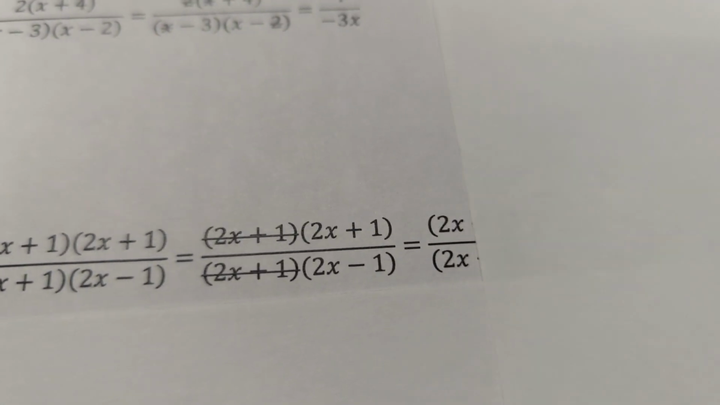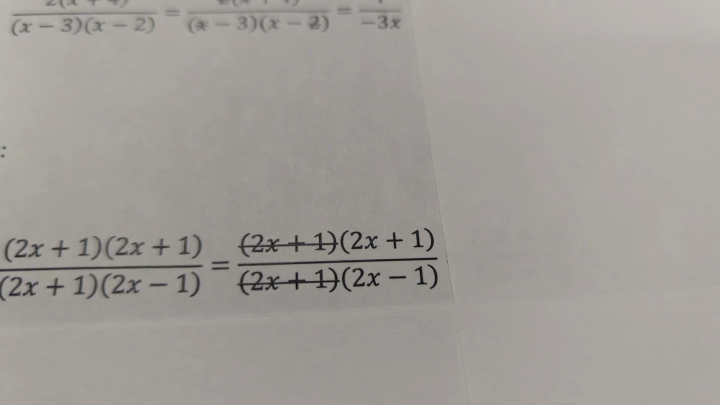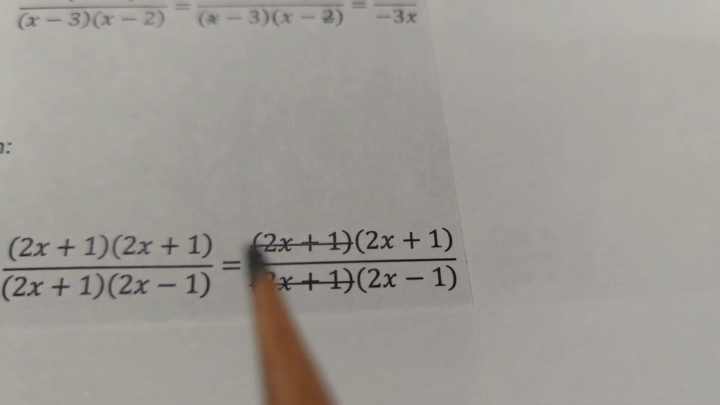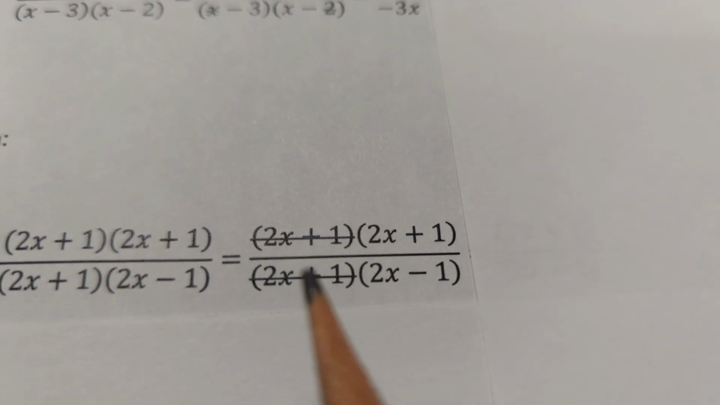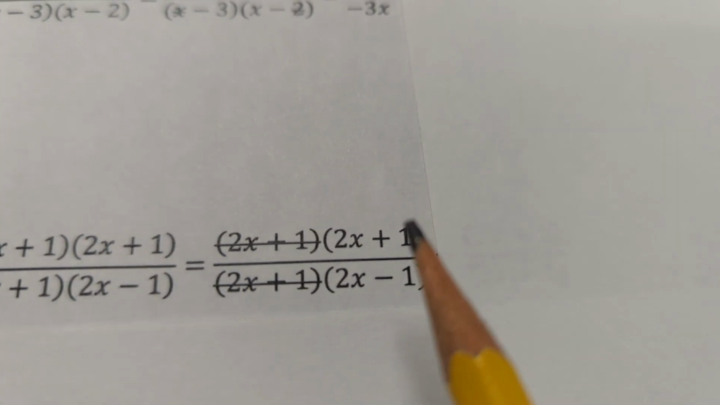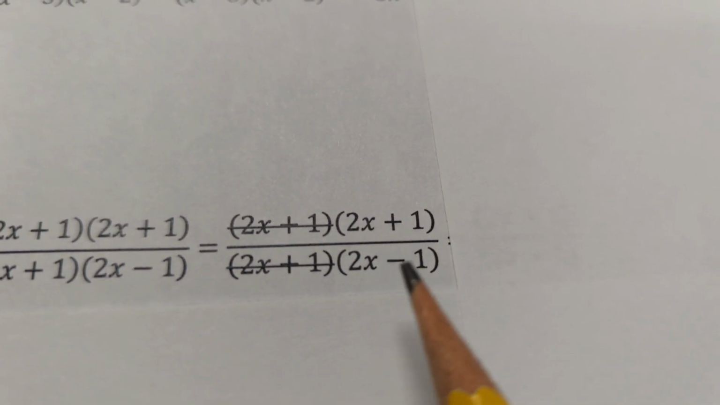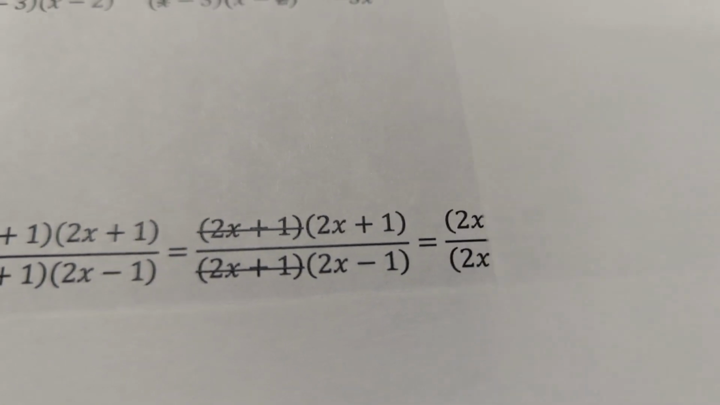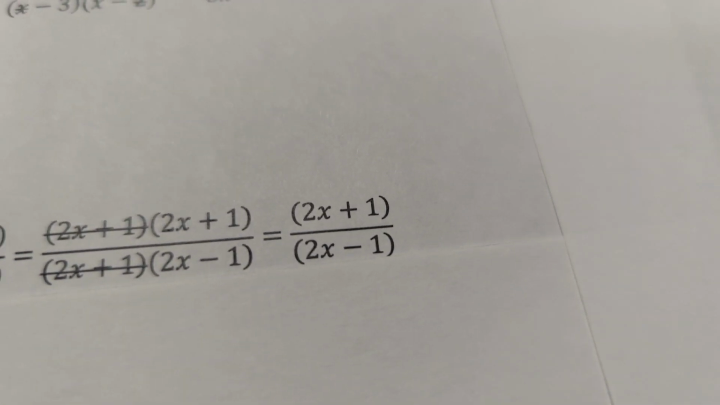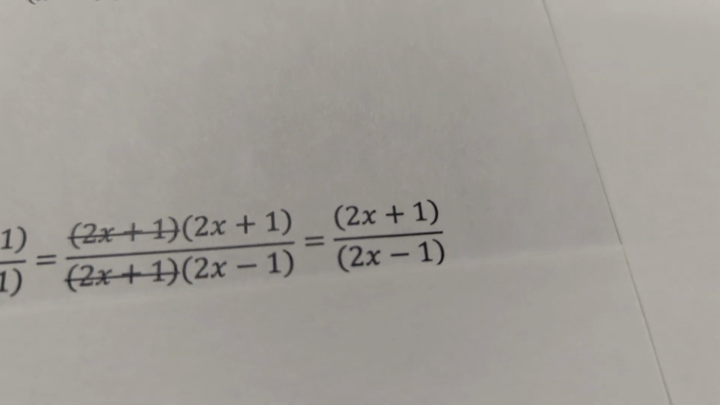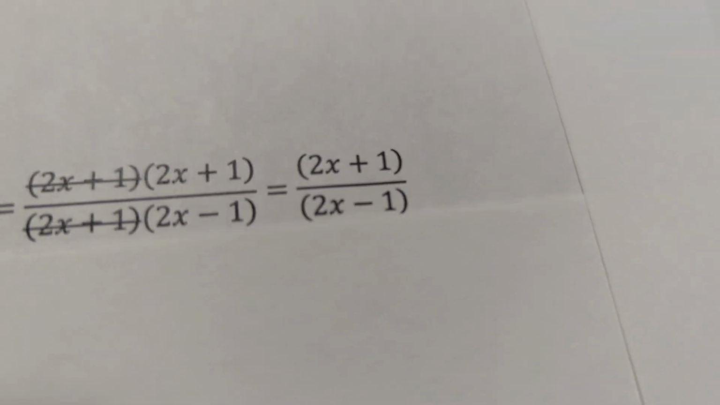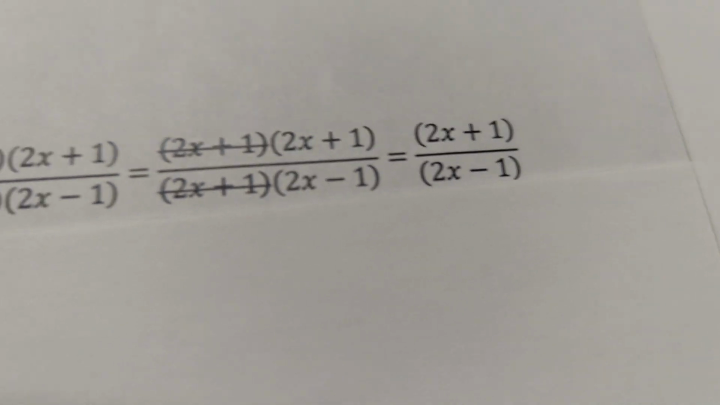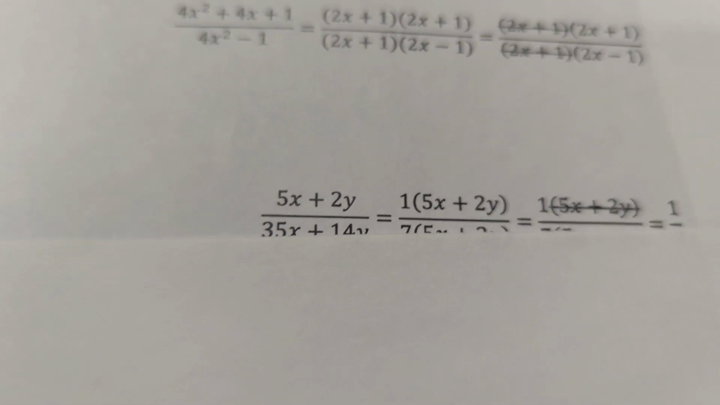And so I cancel these out. I can only cancel out things that are exactly the same. So that's exactly the same as that one, so they both cancel out. Even though these look very similar, because one's a plus and one's a minus, they do not cancel out. And so my overall answer at the end is 2x plus 1 over 2x minus 1. I could also do that without the parentheses, and that would be the exact same answer. Okay, let's look at this next one.